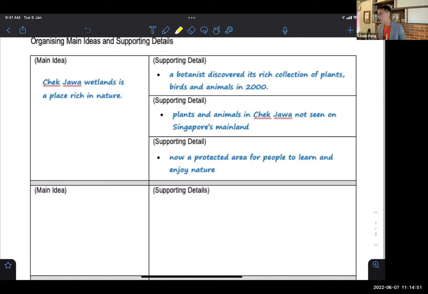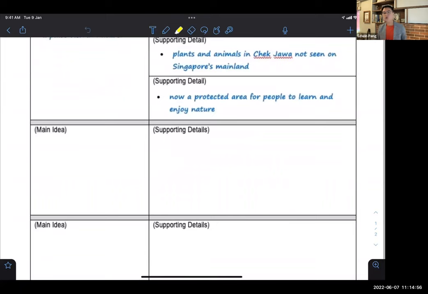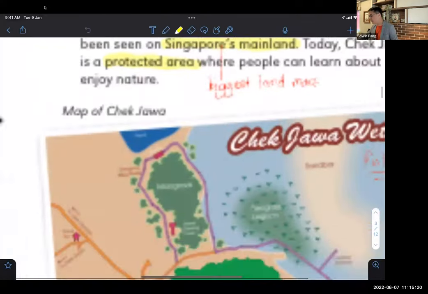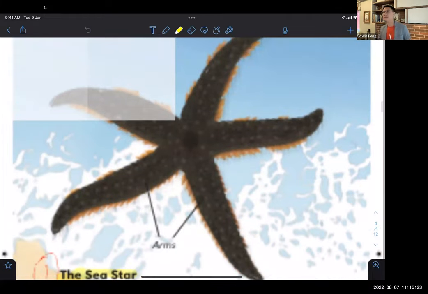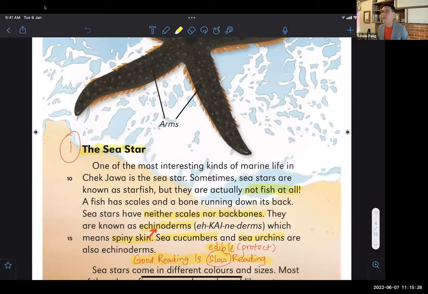No? Okay. So now let's go into the second main idea. My question to you is this. The first part of the story dealt with how Chek Jawa is a place that is full of different kinds of animals. Now what do you think the second main idea is? If I go back to the story and look at the next few pages, what are the next few pages about? Is it about all the different other kinds of animals, or am I only focusing on one type of animal?